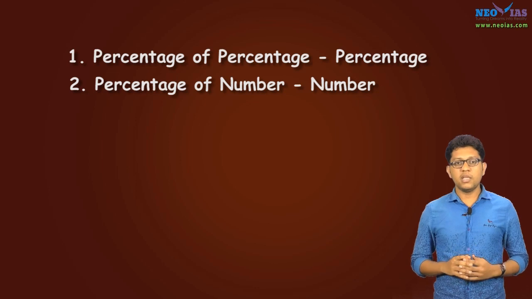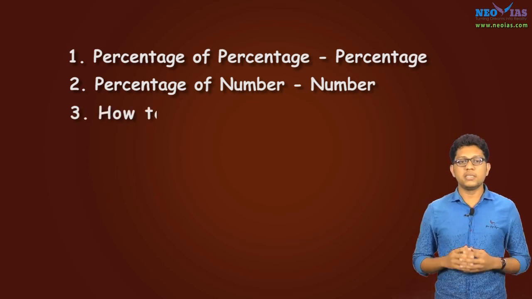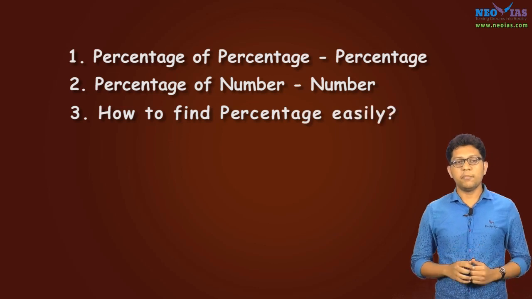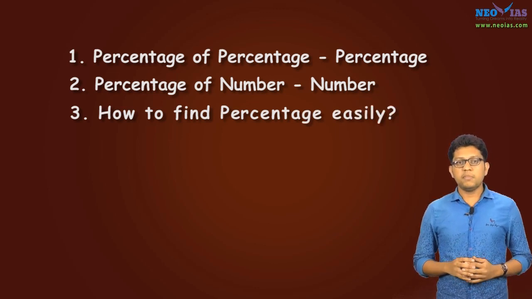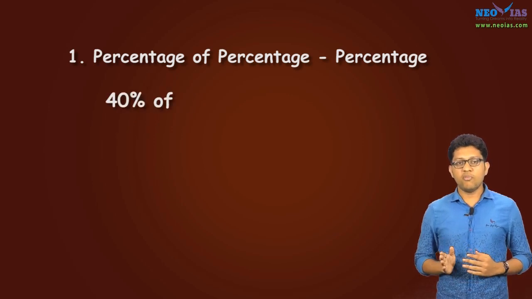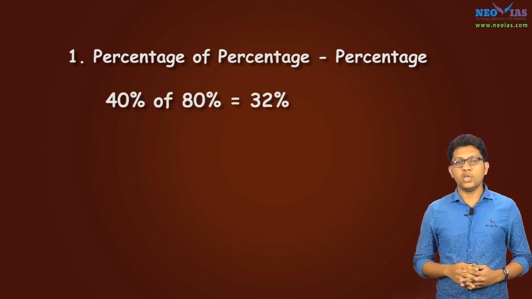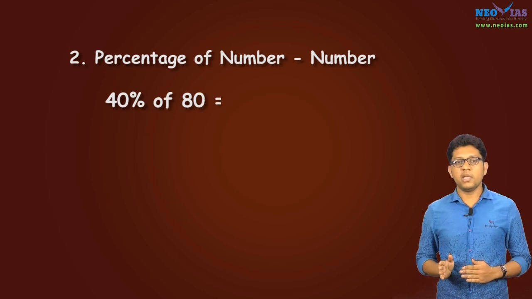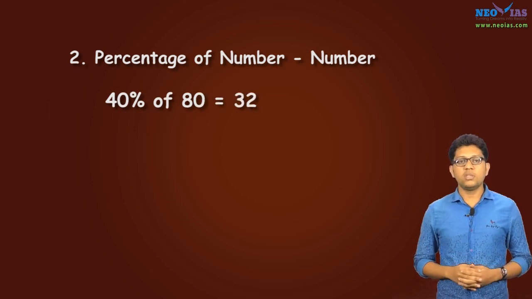2. Percentage of a number results in number. And the third one is, if some percentage of a particular number is given, you should know how to find out another percentage of that number easily. I can show you the above tips with some examples. The first one is 40% of 80% is equal to 32%. Comparing it with the second point, we get the result as 40% of 80 is 32. That is not 32% as like in the first point.